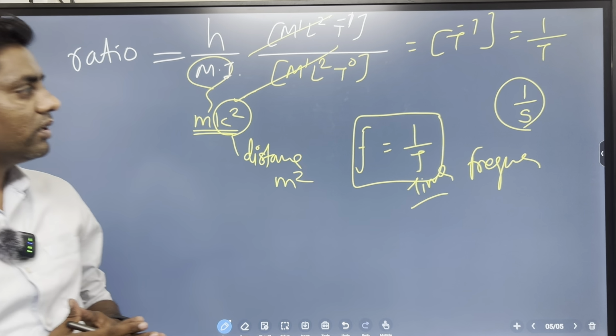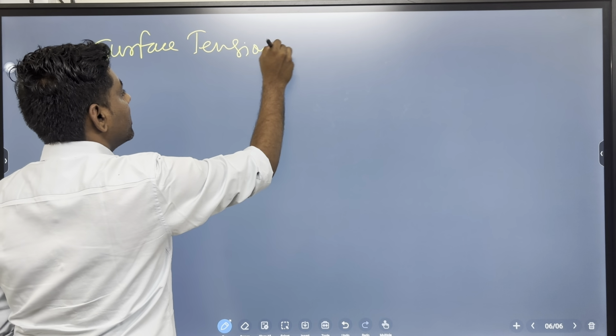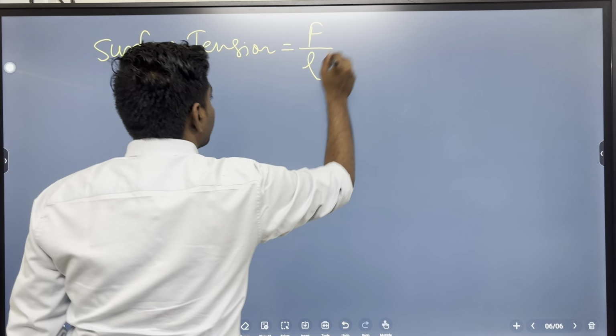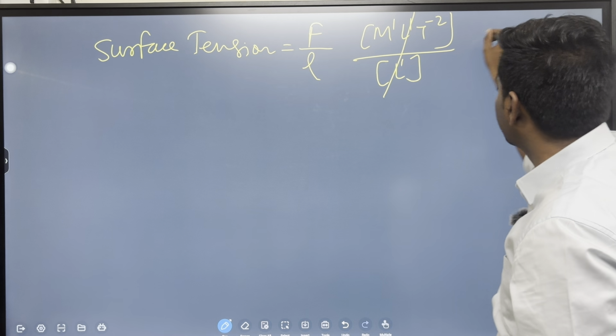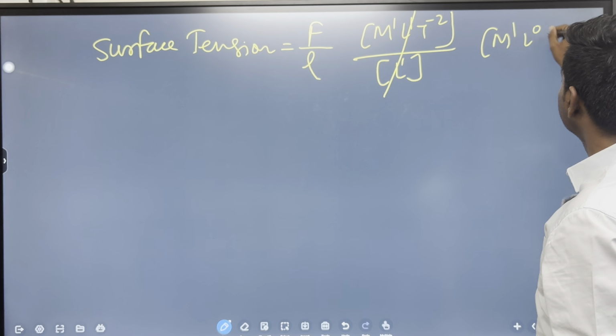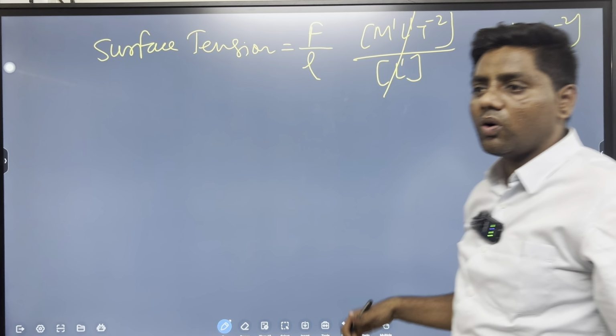The next physical quantity is surface tension. Very simple to remember, it is force per unit length. As we know, the dimension for force is M1 L1 T minus 2, and the dimension for length is L1, so they get cancelled, and we get M1 L0 T minus 2. Remember all these physical quantities, as they are required for solving MCQs on the basis of dimensions. Next, most important, the magnetic field.